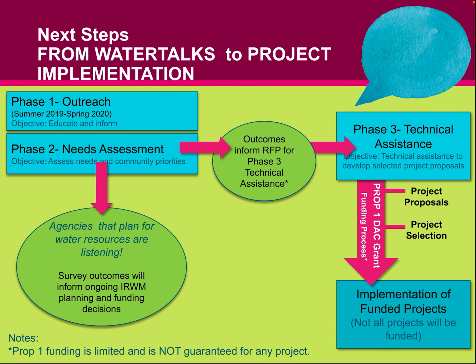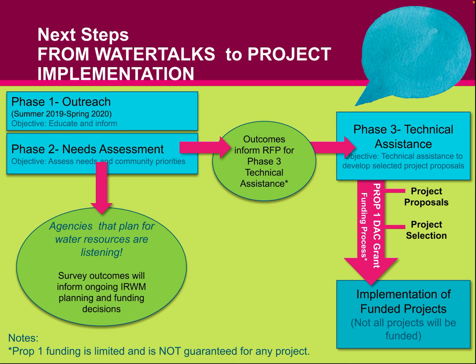So the next steps from this water talk to project implementation are the following. We began with phase 1, which is outreach, where we aim to educate and inform the residents in the areas that we are targeting. Secondly, we do a needs assessment, which assesses the needs and priorities of the community, such as your community. See what you need, the priorities of the community, the wants of the community, and other such things.